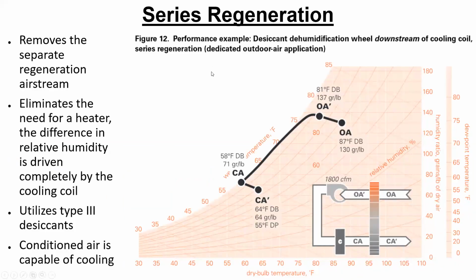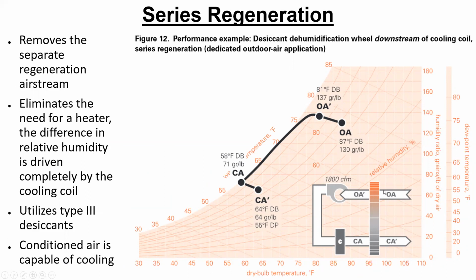And we can have another form, which is a series regeneration, remove the separate regeneration airstream, eliminate the need for the heater. So there's no need for the heater in this case. The difference in the relative humidity is driven completely by the cooling coil. And you can use the type 3 desiccant in this case. Conditioned air is capable of cooling.